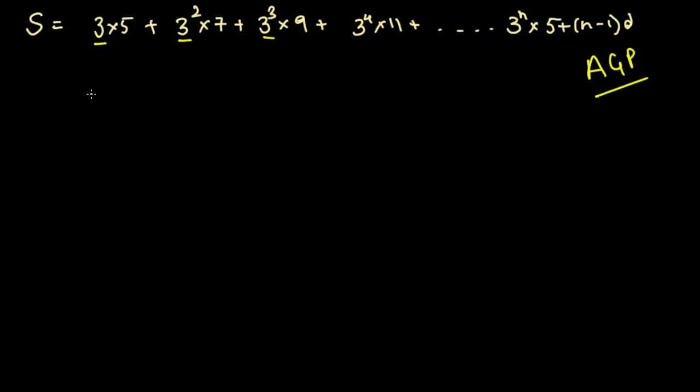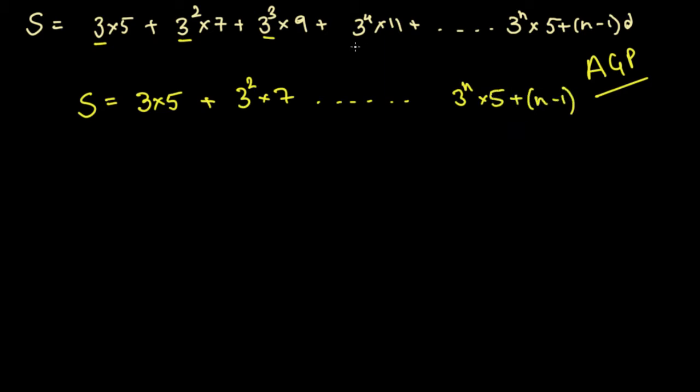So I'll rewrite S as it is, just to make the process a bit clearer. So I'll just write 3 squared into 7 very quickly. Add it up to 3 raised to n into 5 plus (n minus 1) into d, and d here is nothing else but 2, the common difference.